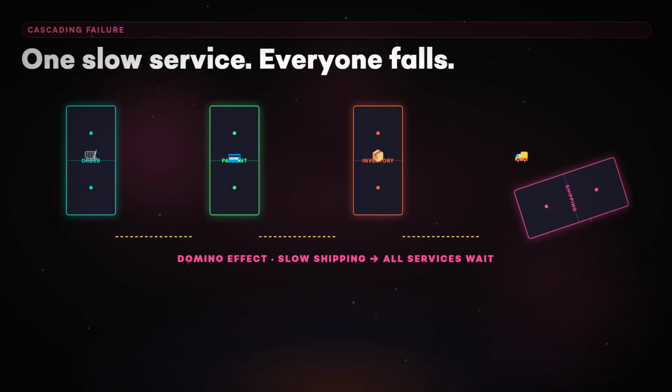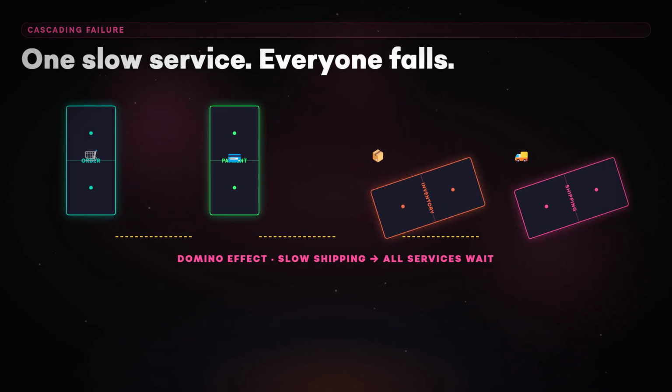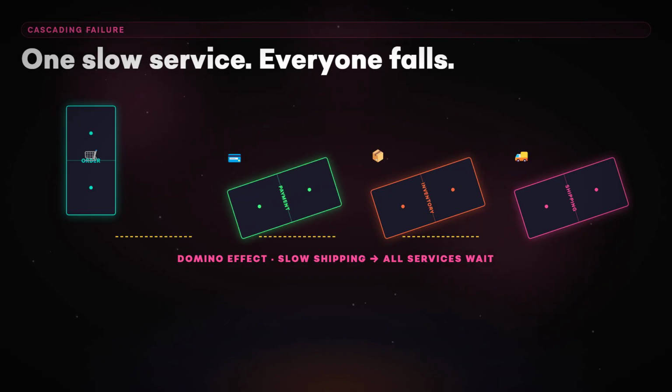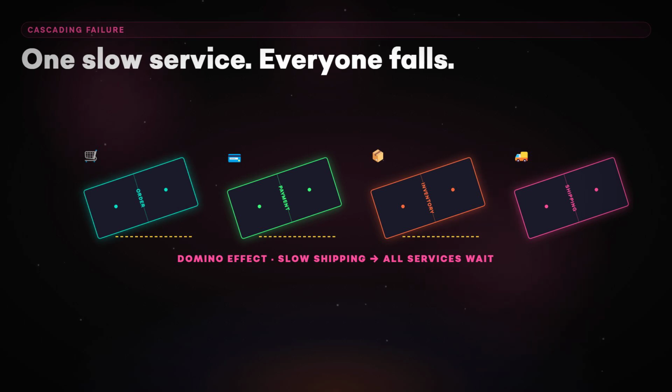And there is a cascading failure that makes things even worse. Let's follow the request to understand this. The order service talks to the payment service. The payment service talks to the inventory service. The inventory service talks to the shipping service. Now imagine the shipping service becomes slow. The inventory service starts waiting. Because inventory is waiting, payment starts waiting. Because payment is waiting, the order service starts waiting. And because the order service is waiting, the user starts waiting.